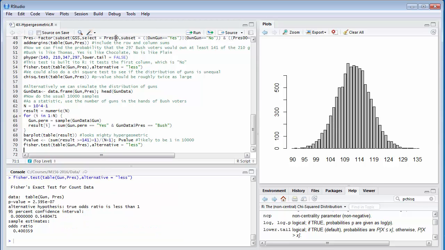And the Fisher exact test gives us this 2.3 times 10 to the minus 7th that we got out of our hypergeometric analysis. And that's the end of this script.